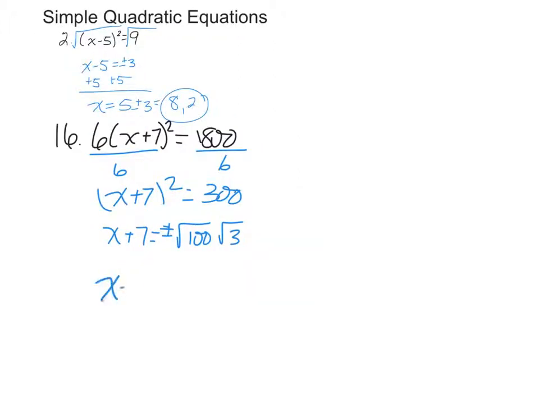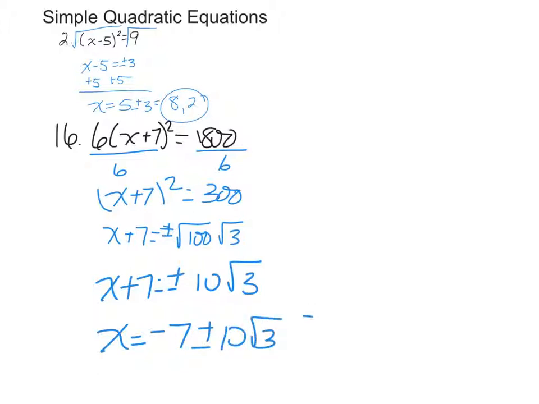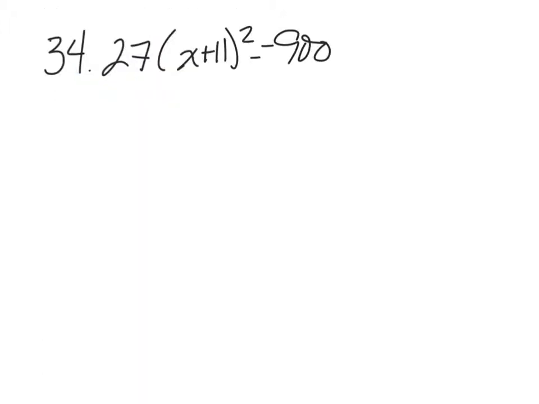So I have x plus 7 equals plus or minus 10 square root of 3, and unfortunately, negative 7 is not a like term with 10 square root of 3, or fortunately, depending on your perspective, because now we're done. And this is the very last problem on the original worksheet.